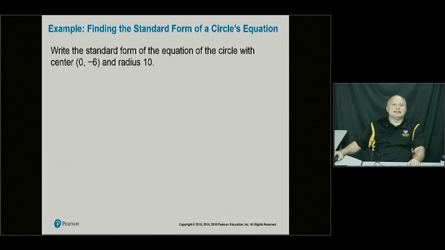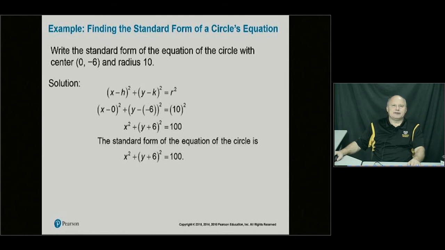Write the standard form of an equation of a circle with center (0, -6) and radius 10. So this is pretty easy. You just use the equation of a circle. The circle's radius is 10, but the center is (0, -6). So it's x minus 0 squared plus y take away -6 squared equals 10 squared. So you get x squared plus y plus 6, because two minuses make a positive. So it'll be y plus 6 squared equals 100. The standard form of the equation of the circle is x squared plus (y plus 6) squared equals 100 in this case.